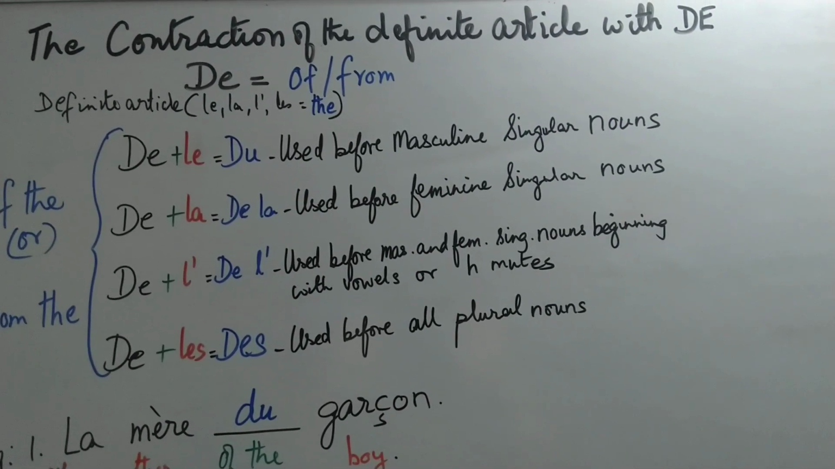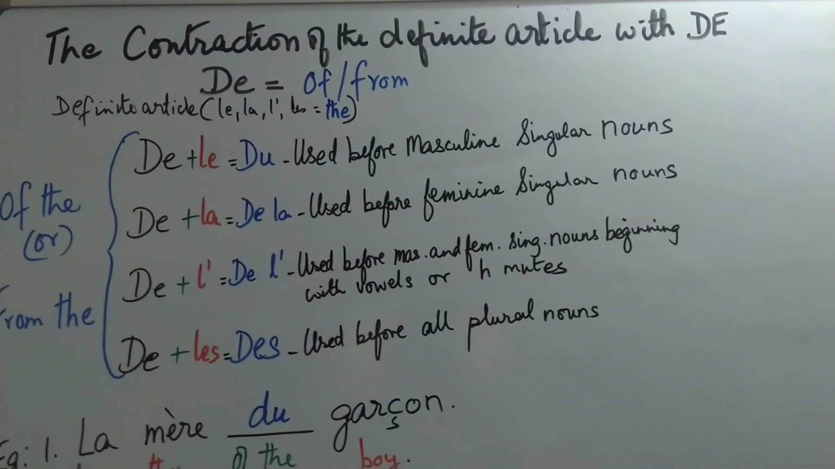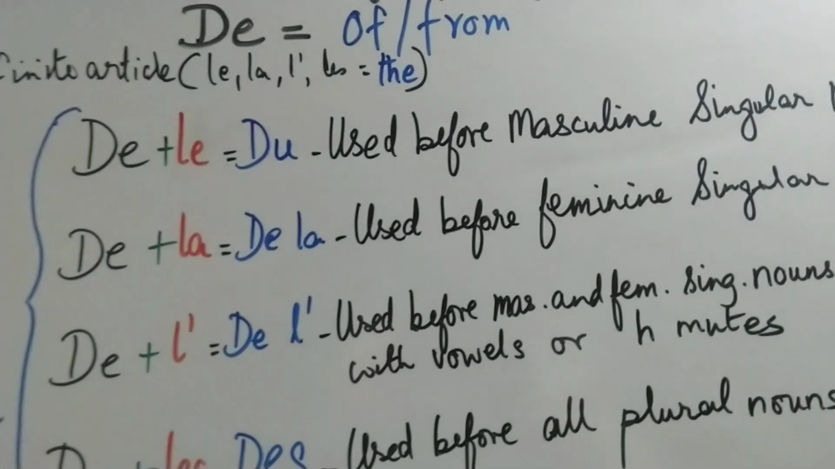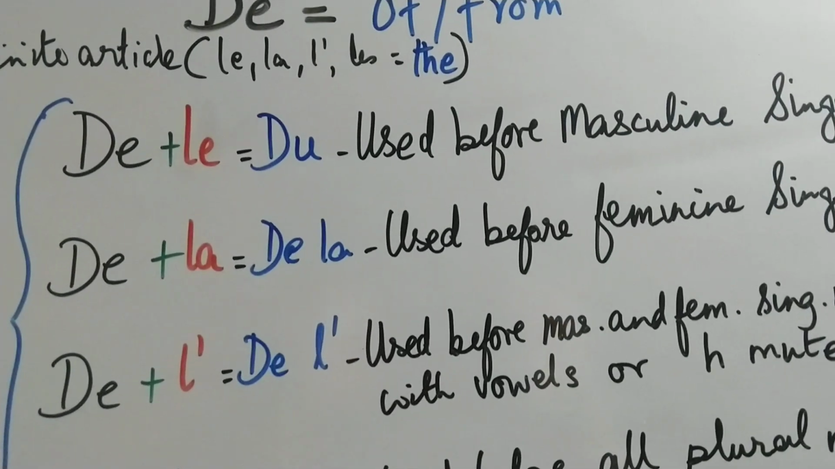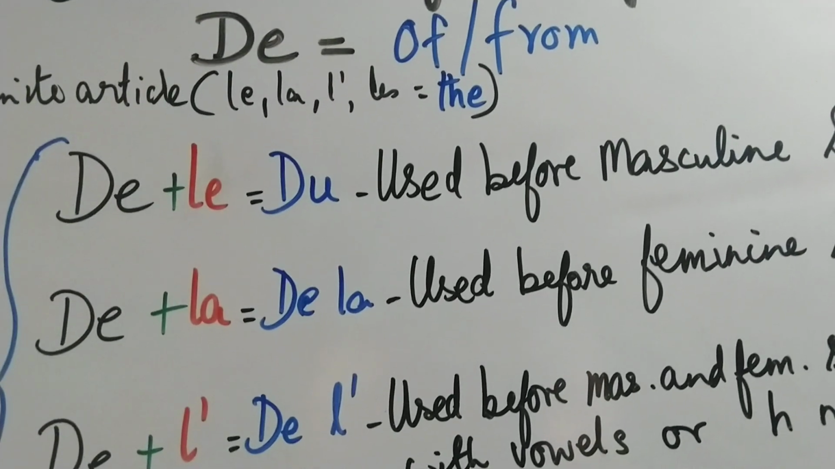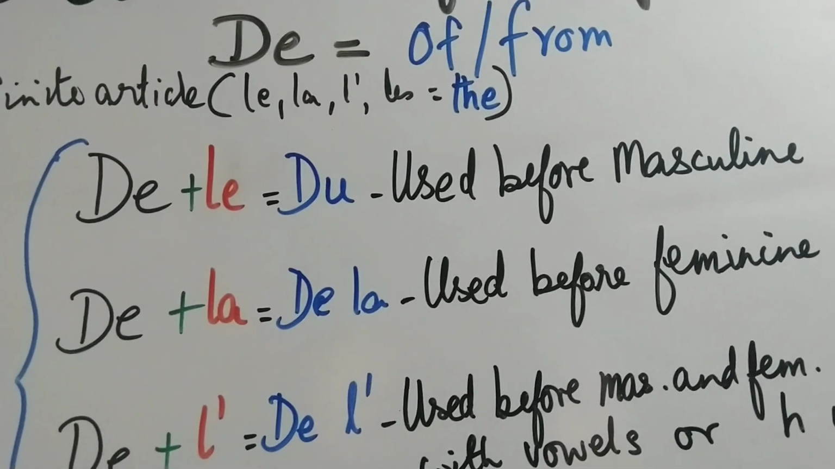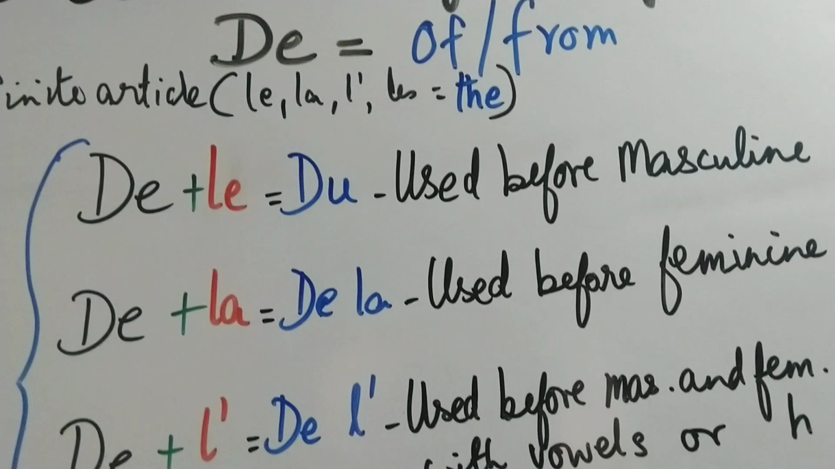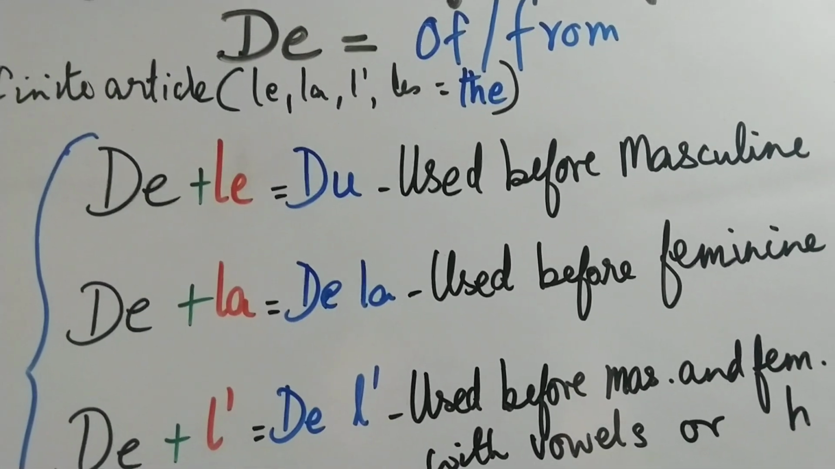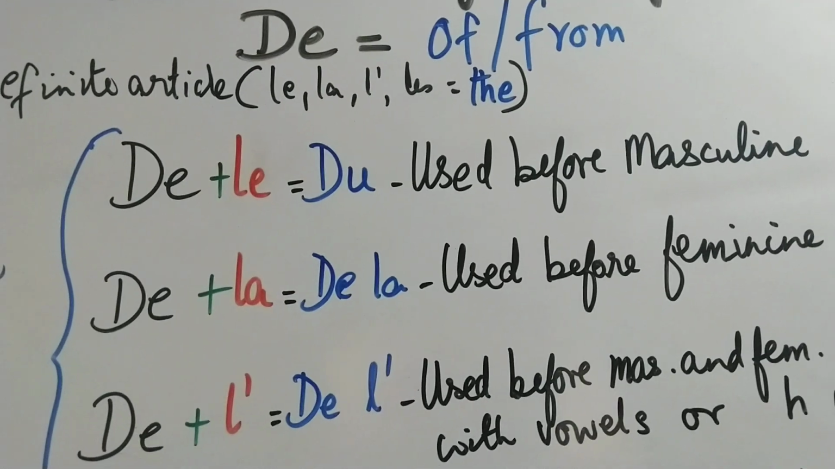And the definite article is the. The forms of the definite article are le, la, l apostrophe and les, and all these four forms will mean the. So when you join de with any one of these forms of the definite article, you will get the meaning or the translation of the or from the. Now let us see all the forms.